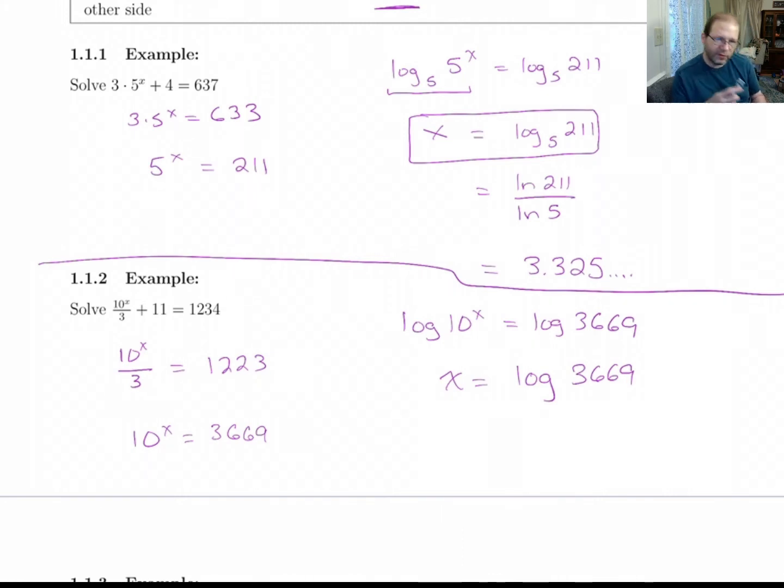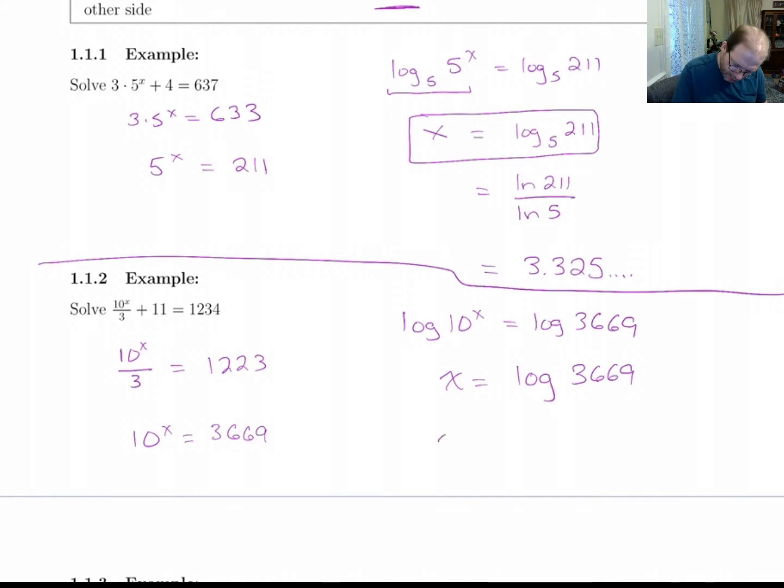Now before I do this, let's think about it. Log of 1,000 is 3. Log of 10,000 is 4. So I know that this is going to give me an answer that's going to be 3 point something, and it's going to be closer to 3 than 4. Why? Because 3669 is closer to 1,000 than it is to 10,000.